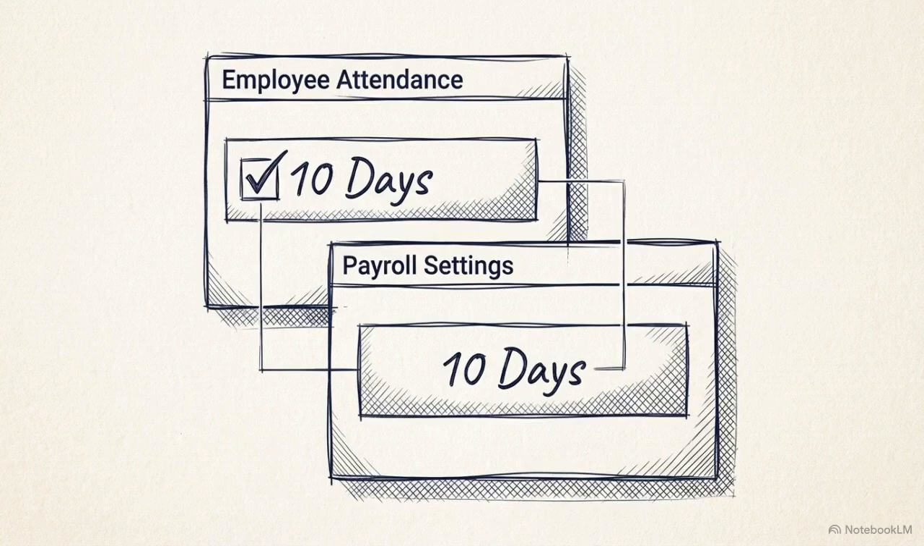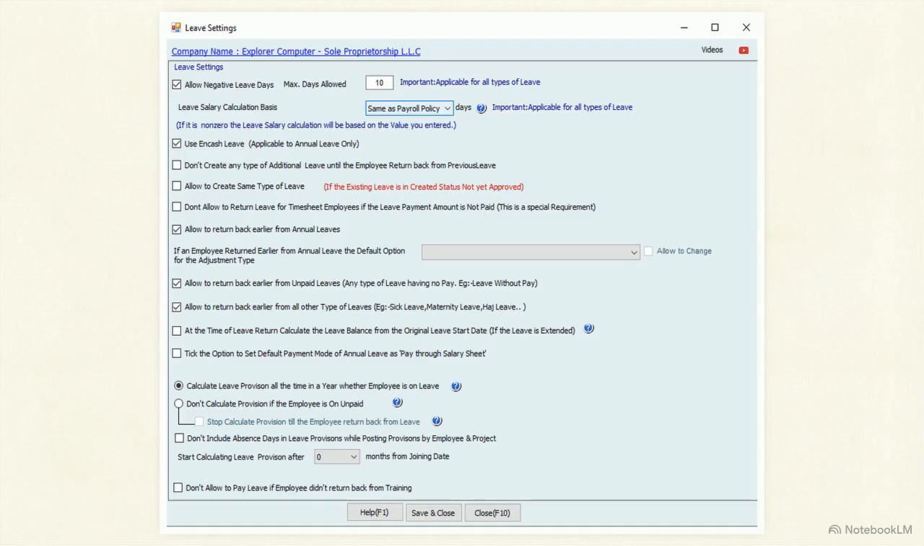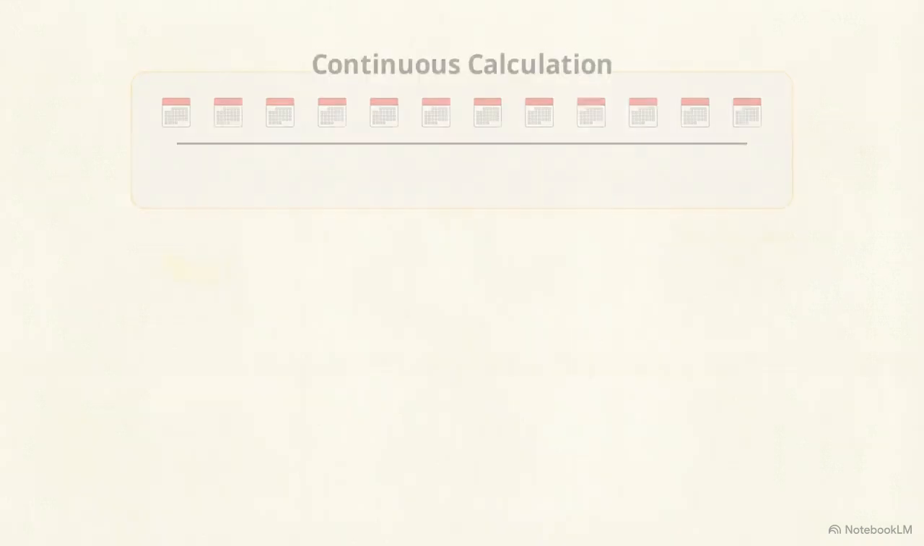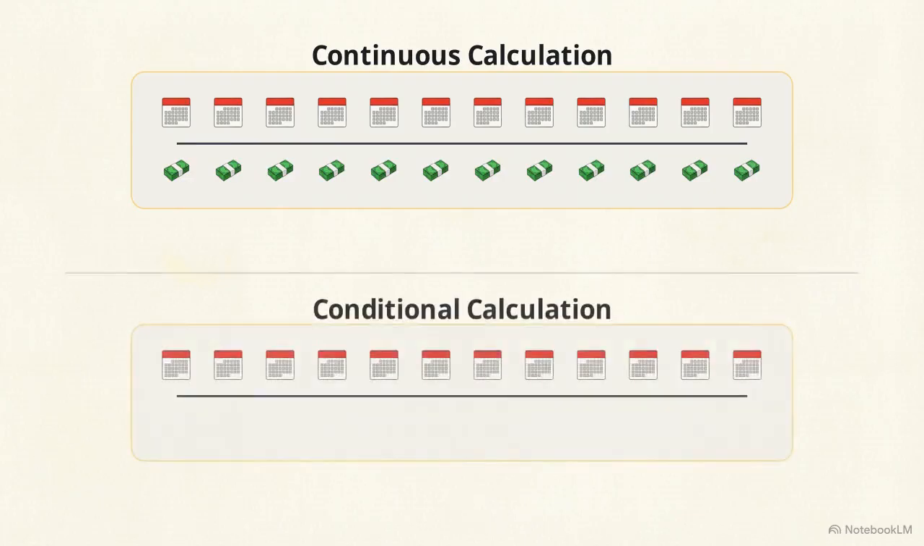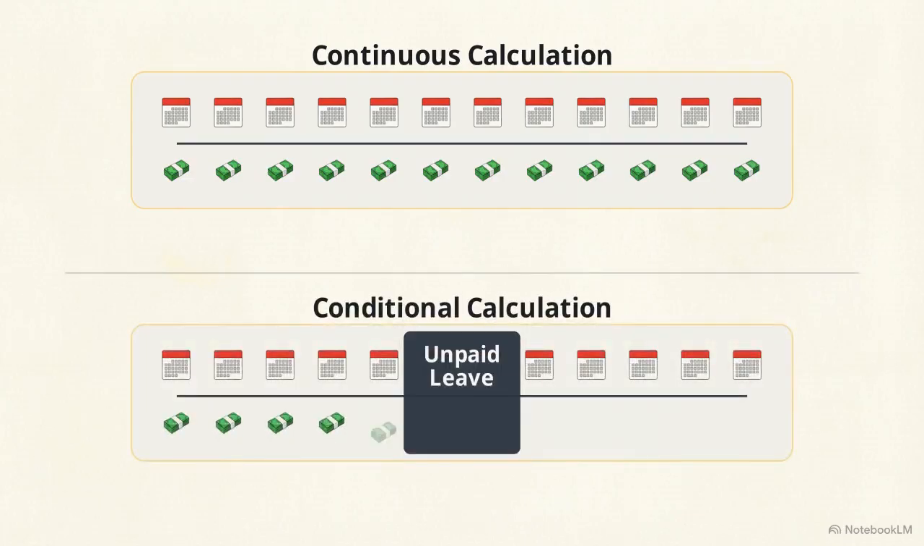Selecting the correct early return option prevents administrative errors and keeps your payroll aligned with actual employee attendance. At the bottom of the screen, we have radio buttons for leave provisions. Provisions are liability funds automatically set aside to cover future leave payouts. You can choose to calculate provisions continuously across the whole year, regardless of whether the employee is on paid or unpaid leave. Alternatively, you can select the option to halt provision calculations whenever an employee is on unpaid leave.